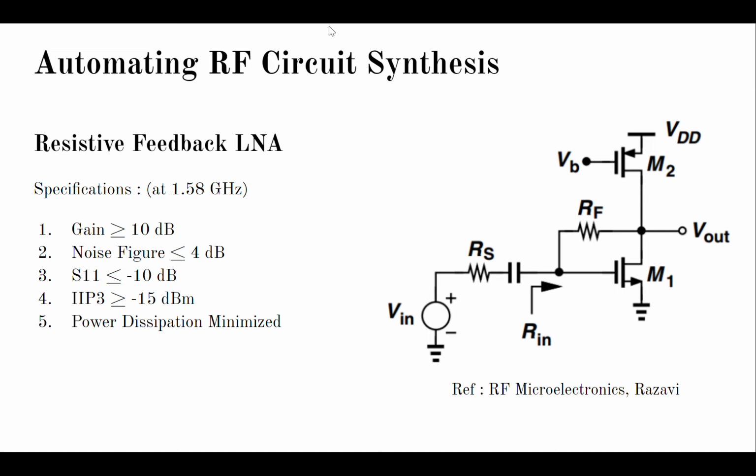The single-ended gain needs to be greater than 10 dB, the noise figure needs to be less than 4 dB, the S11 needs to be less than minus 10 dB, the IIP3 needs to be greater than minus 15 dBm, and the power needs to be minimized.